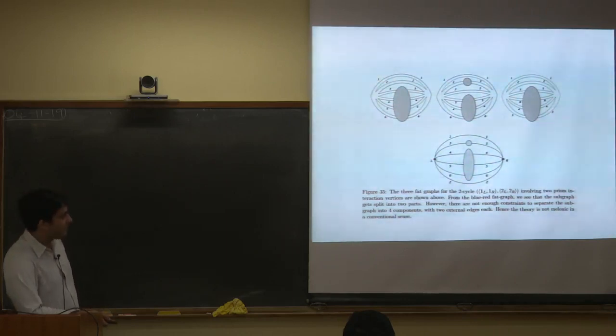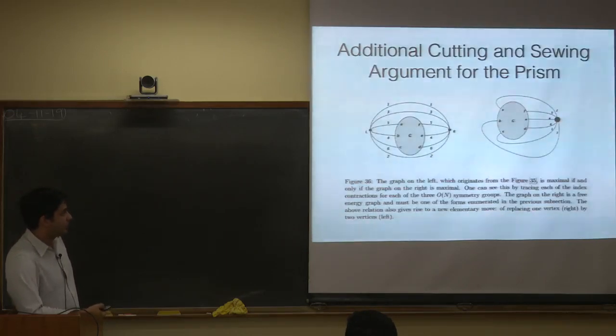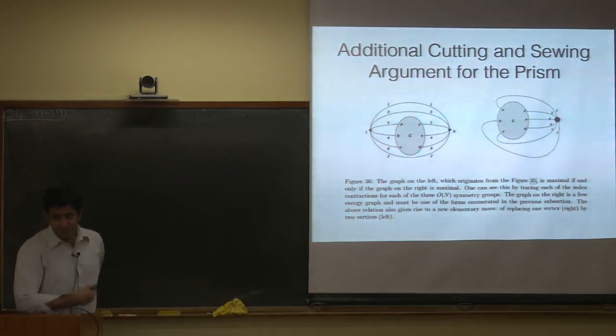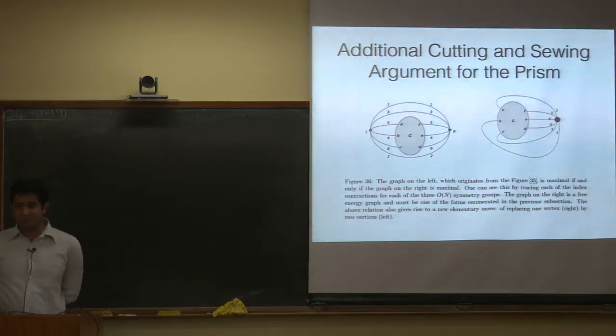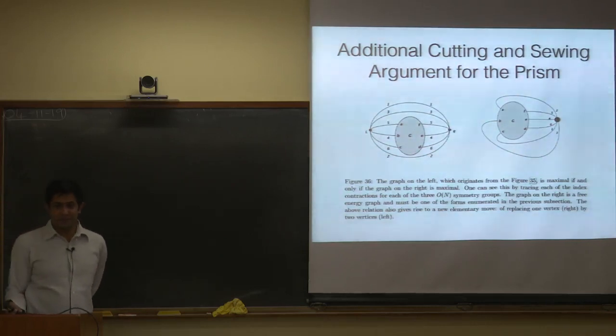If you trace the colors through this blob connecting 6, you'll see that this diagram is maximal if and only if this diagram is maximal. So this has 2 vertices, this has 1 vertex. So now this diagram has to be one of the 2 cycles considered earlier. So you still have a recursive enumeration of graphs.